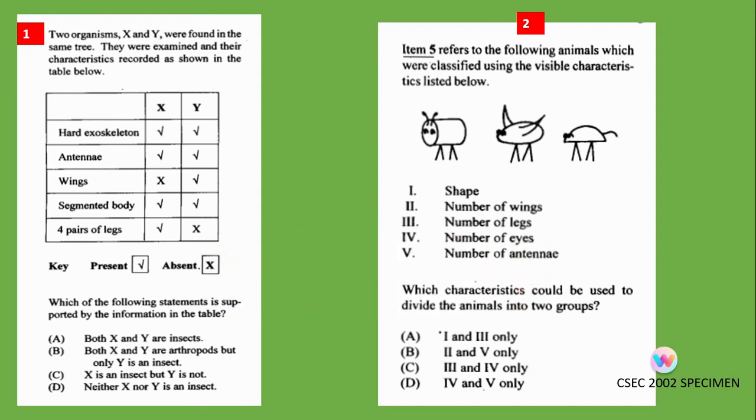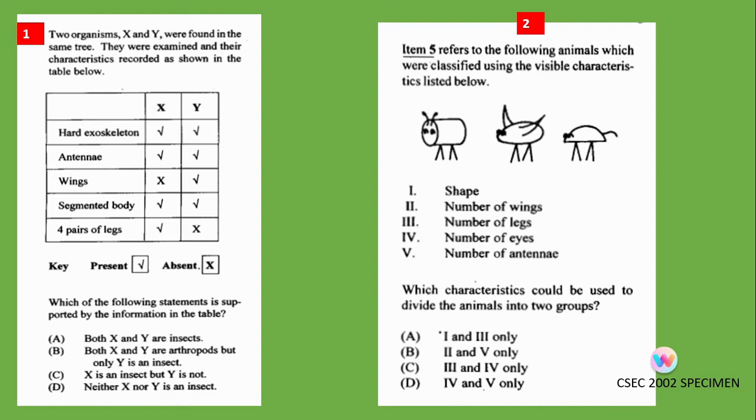Question number 1 reads, two organisms, X and Y, were found in the same tree. They are examined and their characteristics recorded as shown in the table below. Now, you are expected to answer this question. Which of the following statements is supported by the information in the table? Now, you have A, B, C, and D. You're expected to read all options carefully and select the most appropriate answer.